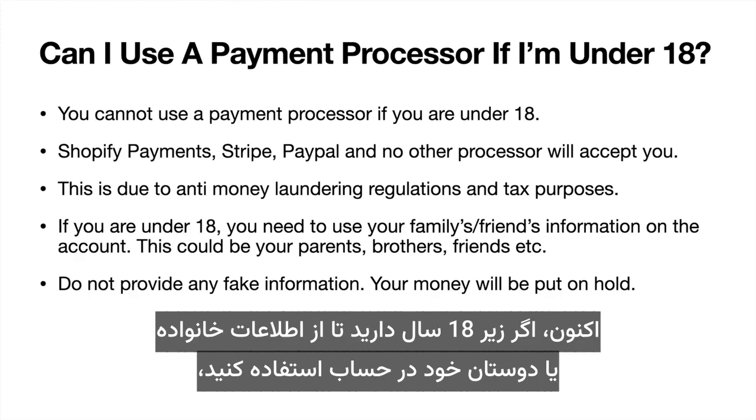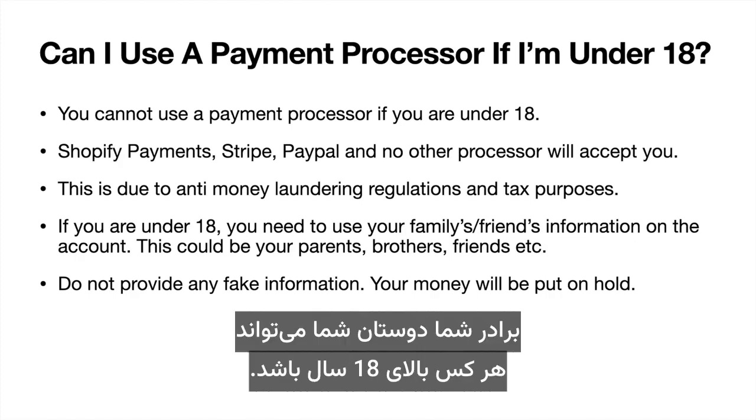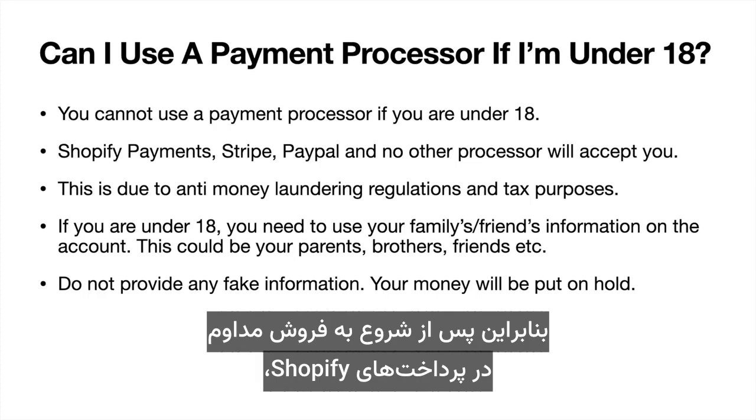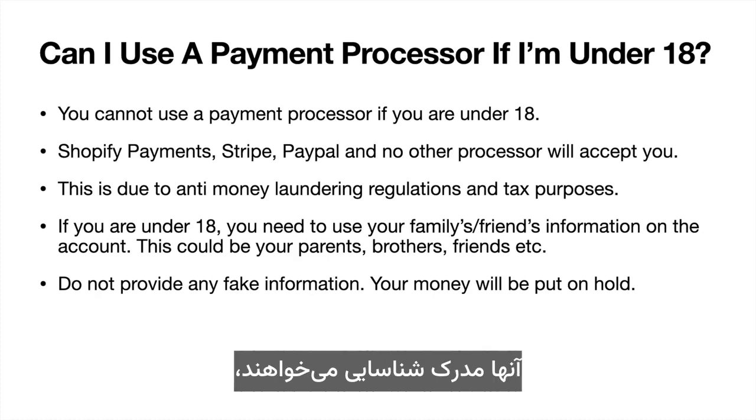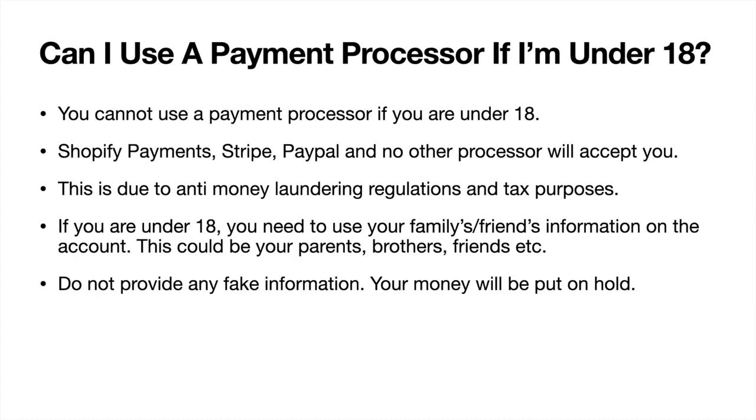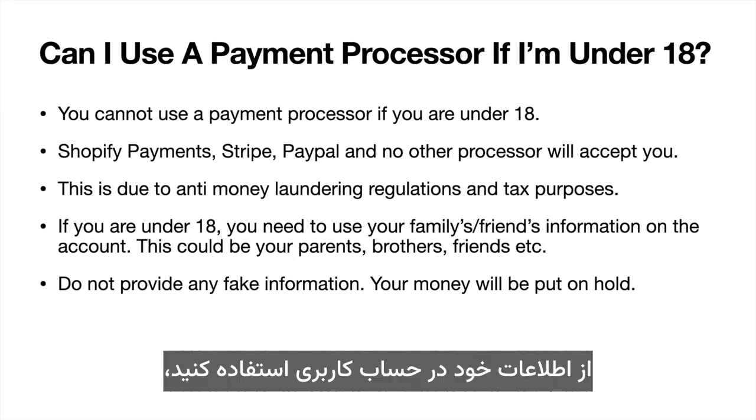Now, if you're under 18, you need to use your family or friends' information on the account. So this could be your parents, your brothers, your friends, it can be anyone that's over 18. Now, don't provide any fake information as your money will be put on hold. So after you start getting consistent sales coming in, Shopify payments and all of these payment processors will verify your account. They'll ask for proof of ID, they'll ask for proof of address and utility bills and different things. So make sure you don't provide fake information. If you're under 18, use somebody who's over 18, use their information on the account.